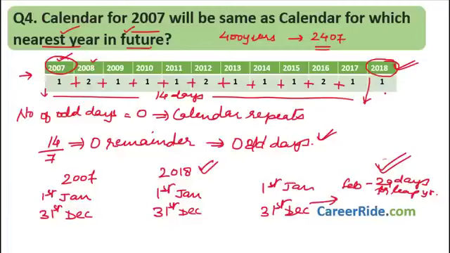All that you have to do is find the number of odd days, and when you come across 0 odd days, the next year for you is going to be a repeat of the calendar. Okay, pretty simple, nothing difficult here as such, but just apply what you know correctly.